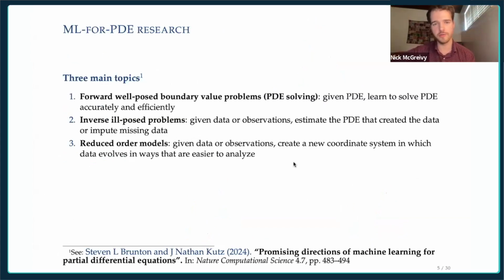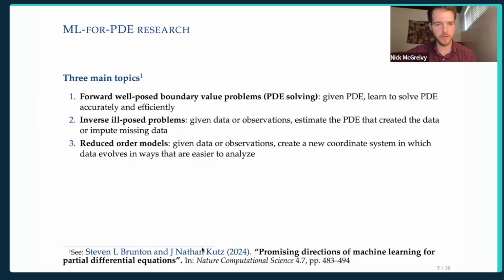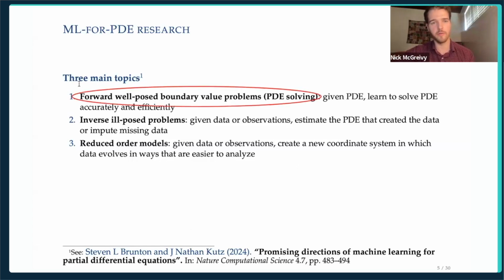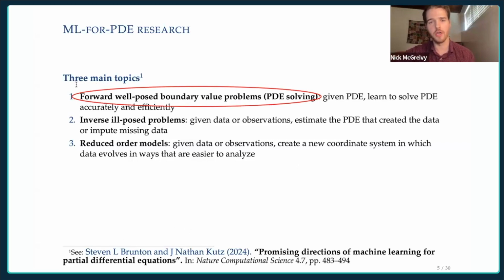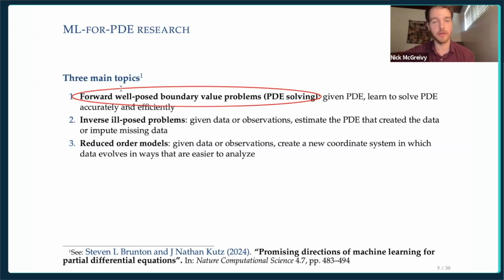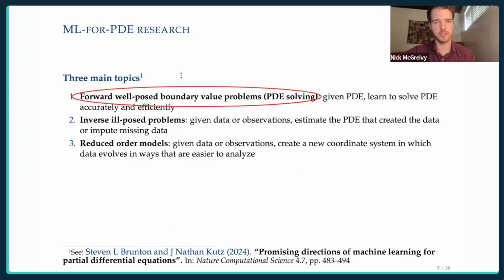There's been a lot of interest in using machine learning for research related to PDEs, and there are a couple of different areas. This review paper from Brunton and Kutz breaks down the research into 3 different areas. The one we're focused on in this paper is what we call forward problems, or well-posed boundary problems, which is basically solving a PDE. So given the PDE, can you learn to solve it accurately and efficiently in the same way that numerical methods do? Now, this isn't the only area of research, I should say, but this is the one we'll be focusing on.